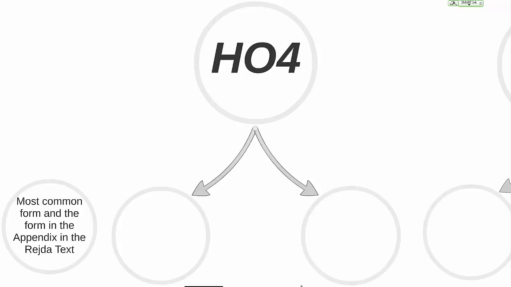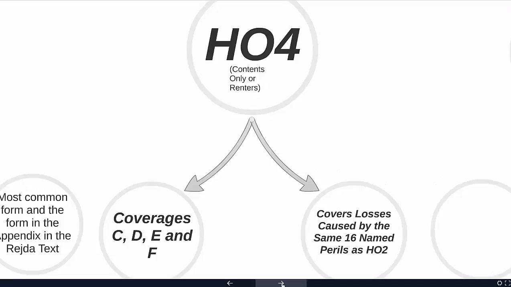Next, HO4. HO4 is the contents only or renter's coverage. This provides coverages C, D, E, and F because there's no need for coverage A and B, which is the structure and other structures, because renters do not own structures. HO4 covers losses caused by the same 16 named perils as HO2.